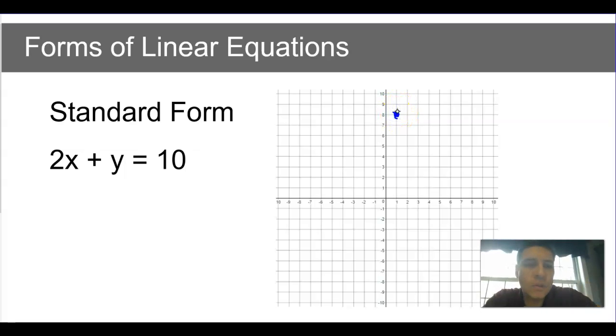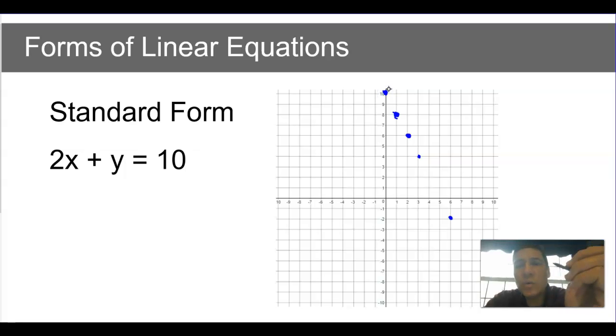(1, 8) is a solution. But what if x is 2? If x is 2, then y would have to be 6 in order for us to get 10 as the answer. And if x was 3, then y would have to be 4. Are you seeing a pattern here? But what if x was something like 6? 2 times 6 is 12. What would y have to be in order to get 10? Oh, y would have to be negative 2. So if x is 6, y is negative 2. And likewise, if x was 0, y would have to be 10.